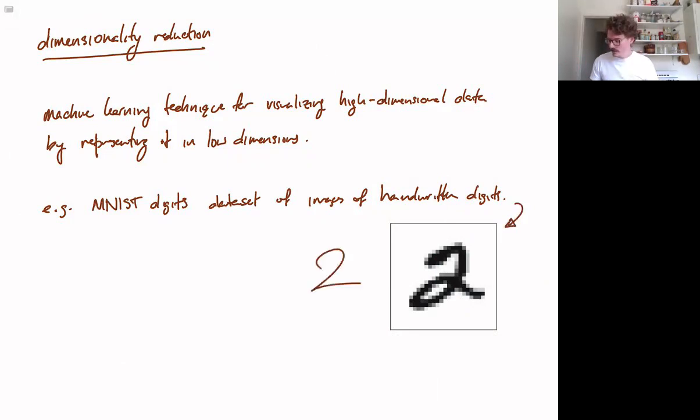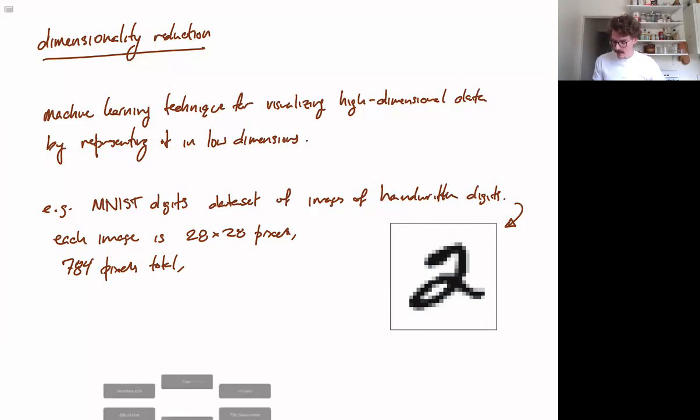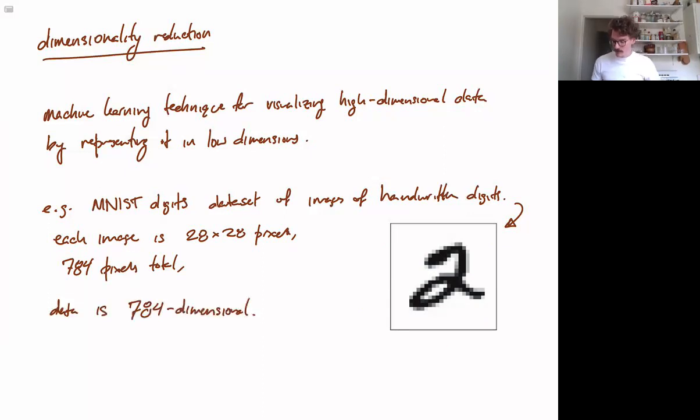So this is an example of an image in the data set. It's a handwritten digit 2. Each image is 28 by 28 pixels, so that's 784 pixels total. What that means is each point in this data set, which is an image like this, has 784 coordinates. So this data is 784 dimensional, and that is not a very easy thing to visualize. That's the point of dimensionality reduction: can we take this data and represent it in 2 or 3 dimensions while preserving as much structure as possible?